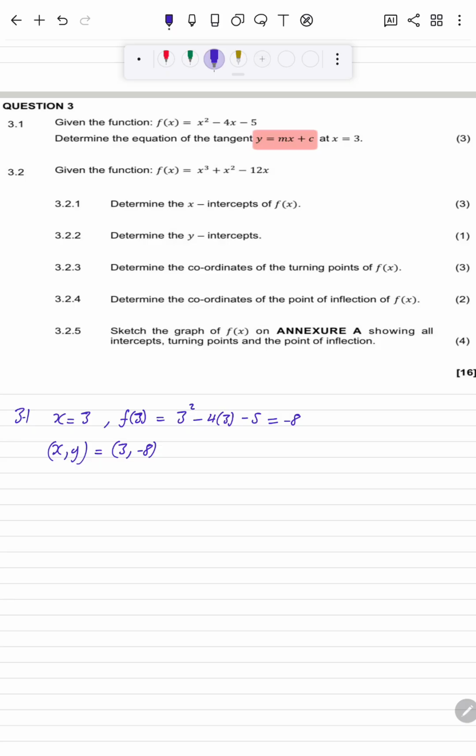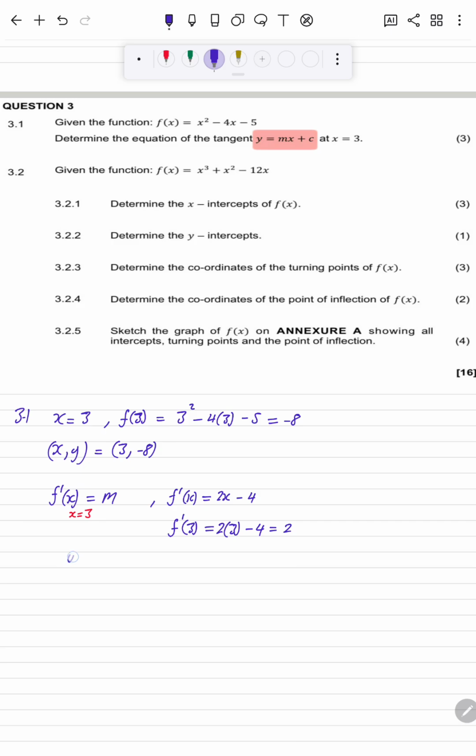And the next thing that we need is the gradient, the value of m. Remember, when you take the derivative, it will give you the gradient m. But this time around, we are looking for the gradient when x is equal to 3. So for us to get m, we have to find the derivative of the function. So the derivative of that function is going to be 2x minus 4. And then for us to get the actual value, we're going to say f prime of 3, because we are interested in the gradient when x is actually 3. So that's going to be 2 multiplied by 3 minus 4. That's going to be 2.